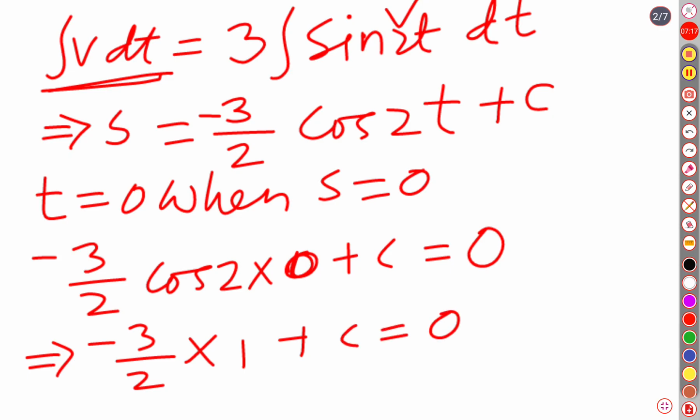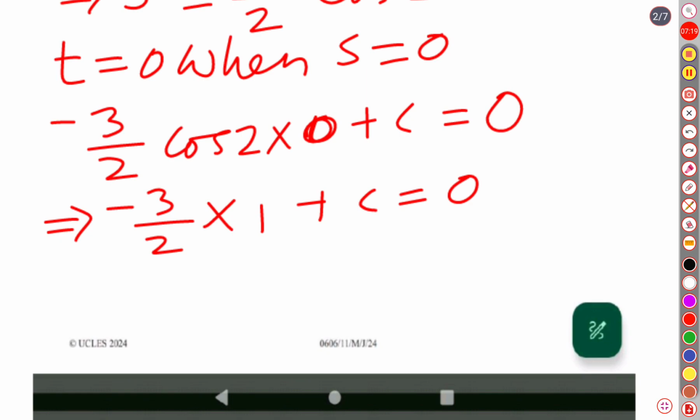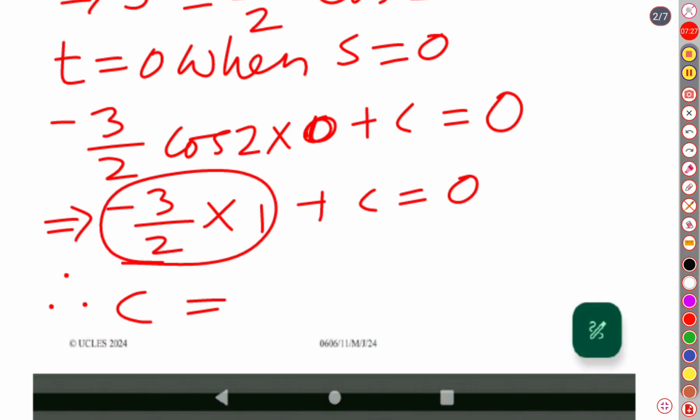So ultimately, what are we going to get? Since c is equal to, if this portion is transposed to the right side, it is going to be positive, 3 over 2. So our constant value is 3 over 2. That means when P started moving from the origin, the distance at that instant was 3 over 2 meter. Now we can easily write our displacement expression.